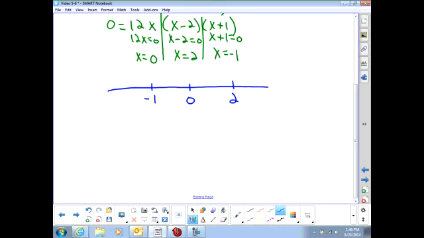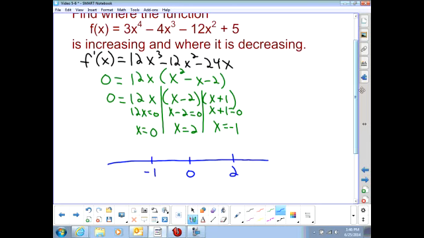Now, because we had a polynomial, we didn't have to worry about this, but if you ever have a case where the derivative is not going to exist somewhere, remember that's also a critical number that you would want to put on your number line. Because this is a polynomial function, the derivative exists anywhere, so we didn't need to worry about that in this case.